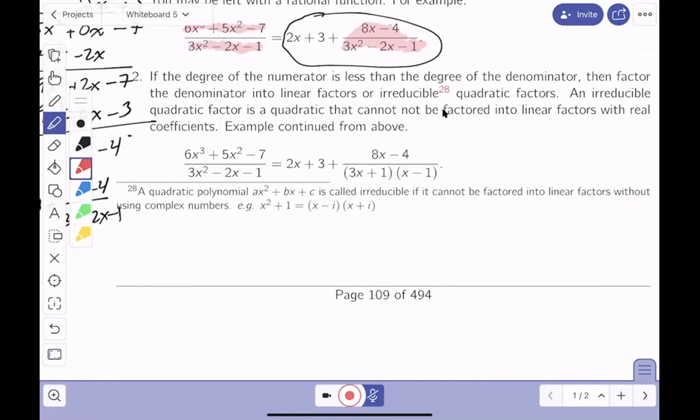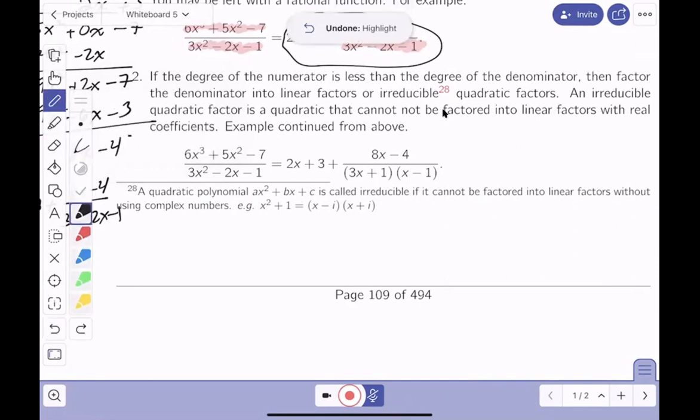So, someone's going to say, is that possible? Of course it is. We don't give you problems that are not going to work out nicely. We're going to give you problems that work out nicely. So what do you get? 2x plus 3 plus 8x minus 4. You can factor the top if you want, but the bottom, does it factor?